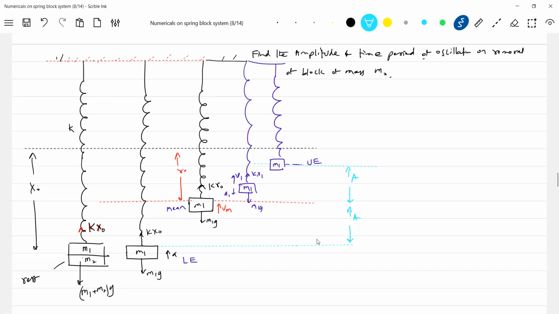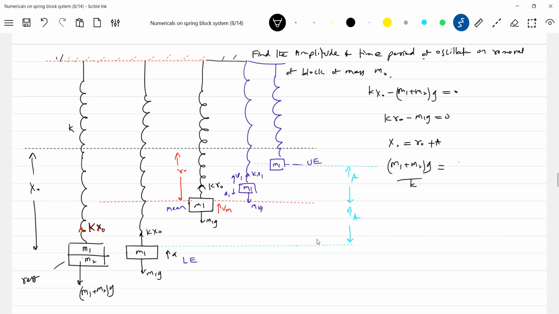Okay, let's write kx naught. What is kx naught equal to? What is k r naught? What is the amplitude? Looking at the diagram, x naught minus r naught. So x naught equals r naught plus A. What is x naught? (m1 plus m2)g by k. What is r naught? m1g by k.